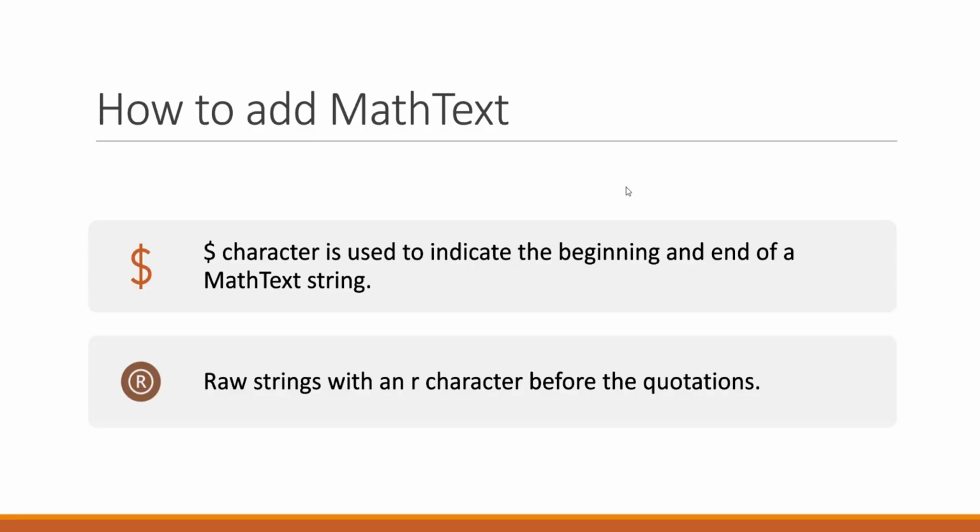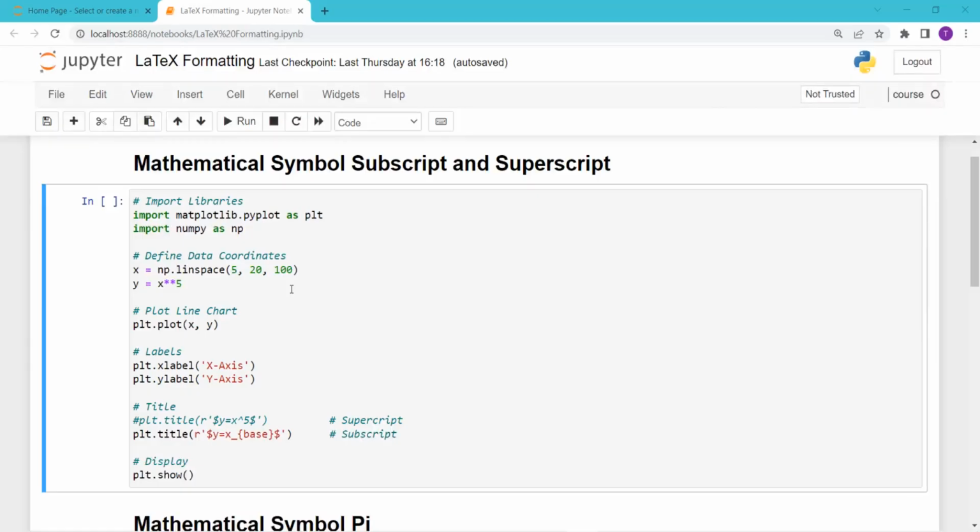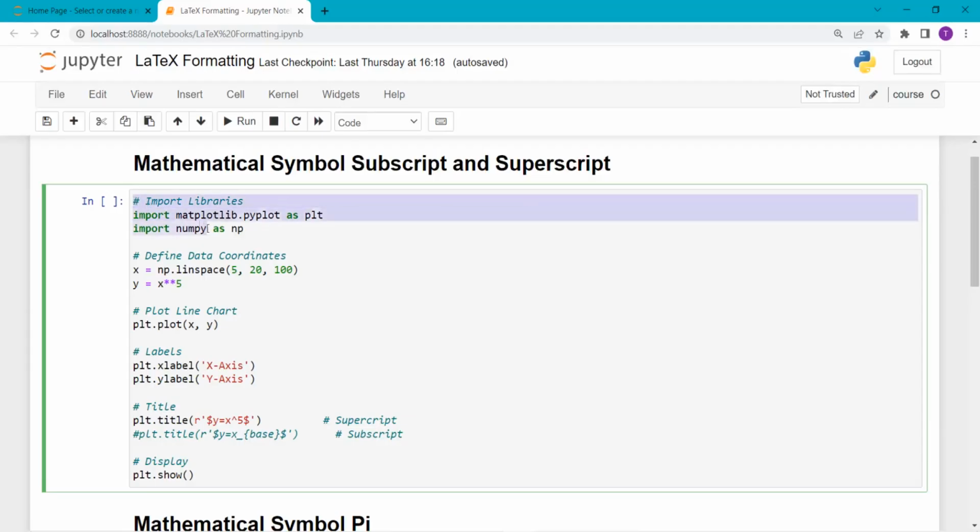So now we will see where we use this math text. We can add math text to any string on our Matplotlib figure, such as the title, legend, labels, text, and annotations also. So now we will understand the concept with the help of examples to clear our doubts. Here is our first example, where we learn to add mathematical symbols, subscript or superscript, and here is the code. So I will explain this code first.